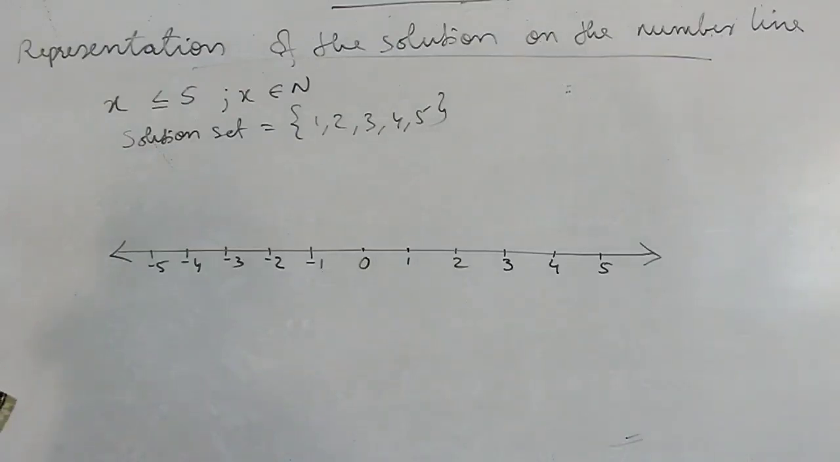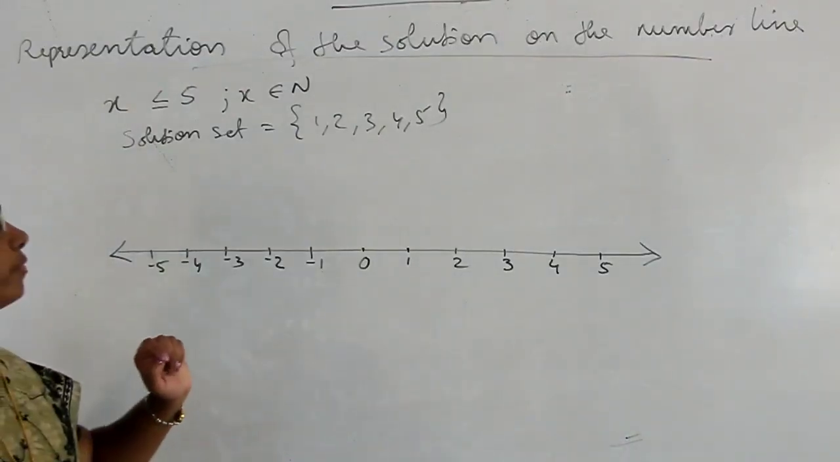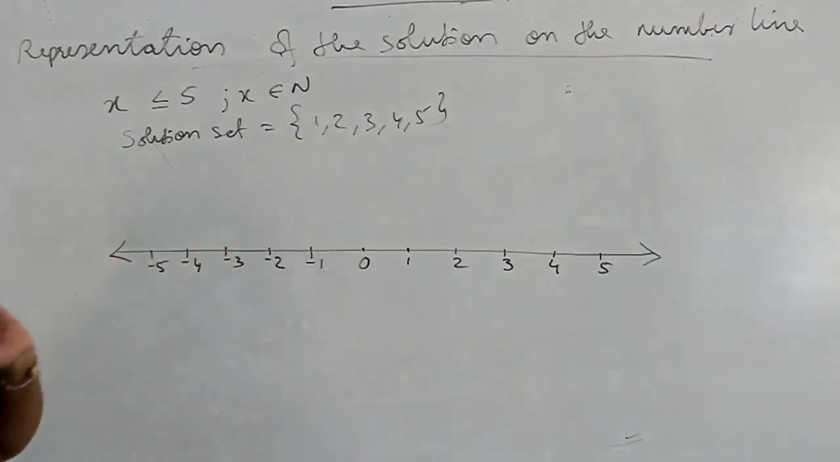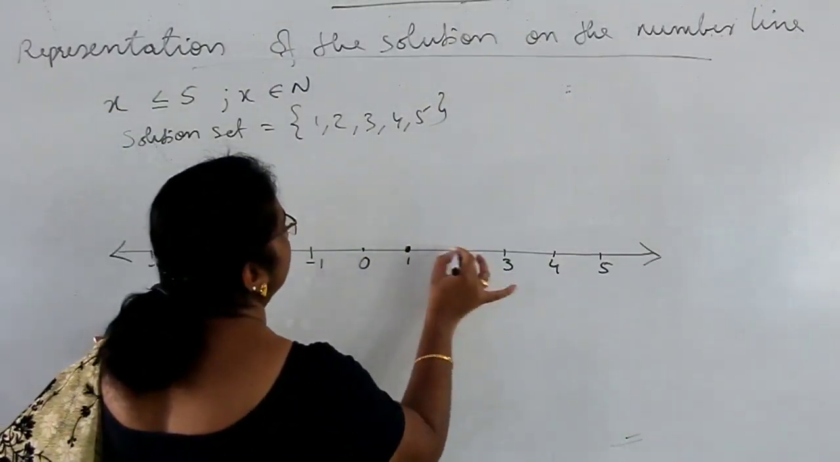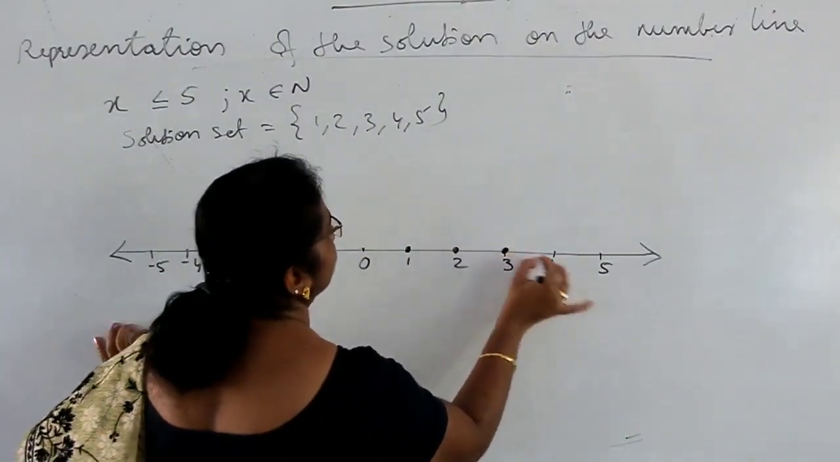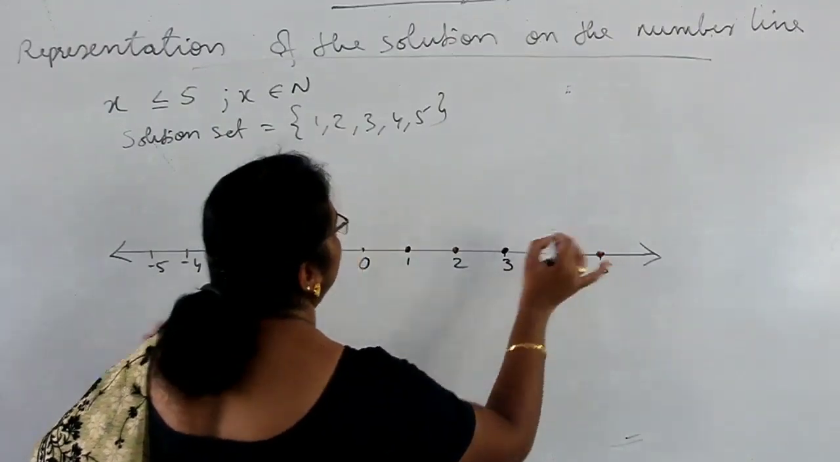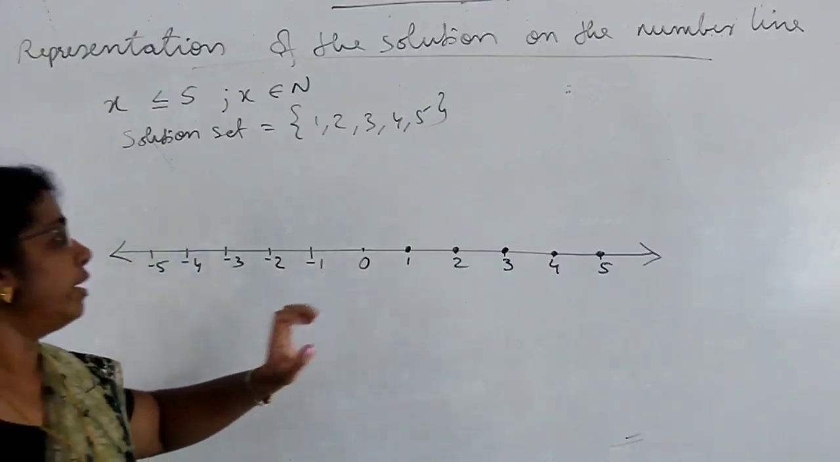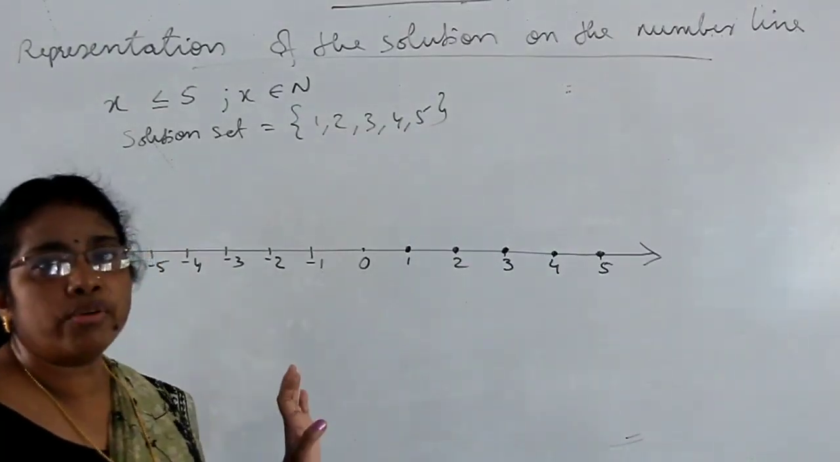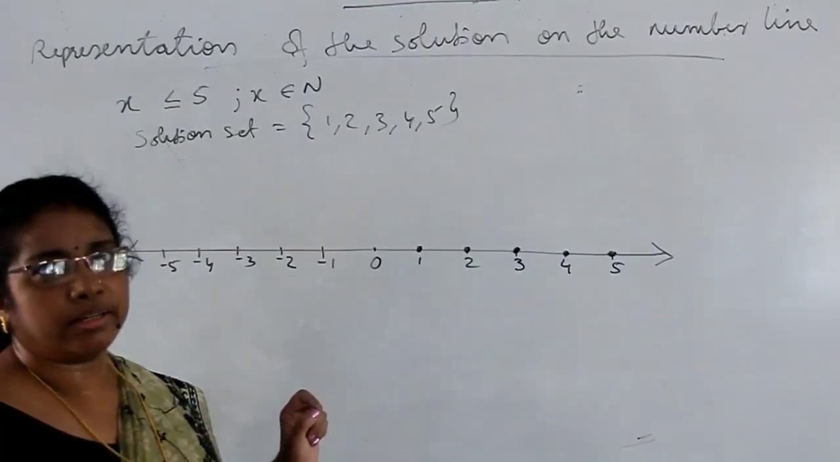How to represent this solution set on this number line? The solution set is 1, 2, 3, 4, 5. We can mark on the number line this way. That means on the number line above 1, 2, 3, 4, 5, make a darkened circle.